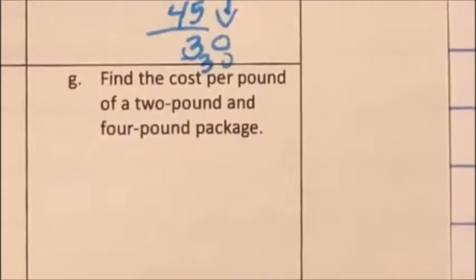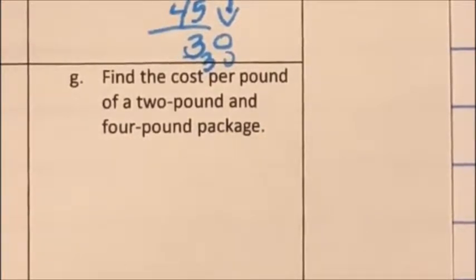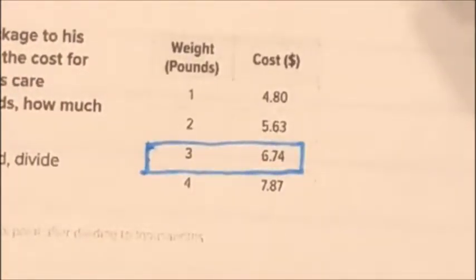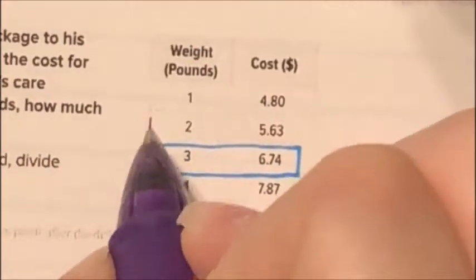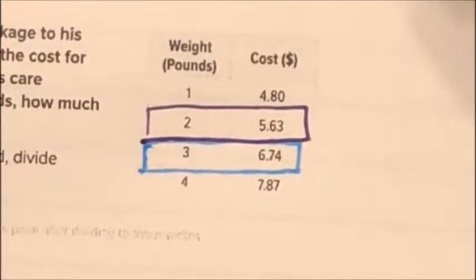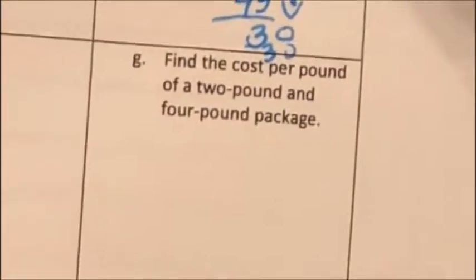Letter G says find the cost per pound of 2-pound and 4-pound packages. Okay, so we're going to use the table on page 60 to find the cost of a 2-pound and a 4-pound package. So if I go back to my table, a 2-pound package was $5.63. So we're going to start with that one first.